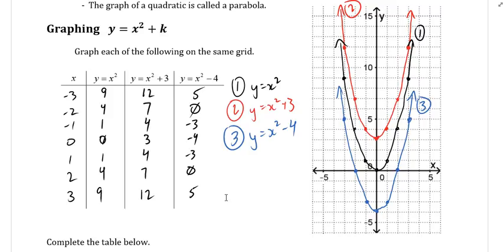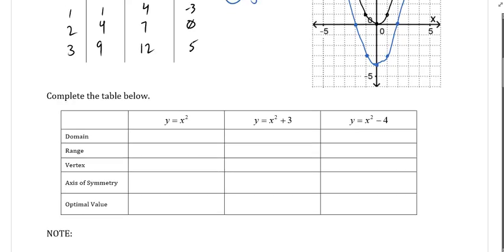The growth pattern defines the shape. This didn't change the growth pattern. Go to the vertex. From that vertex, I go over 1 up 1, over 2 up 4, over 3 up 9. Same growth pattern. So same shape. I just moved it up and down. Okay. Let's take a look at some of the properties.